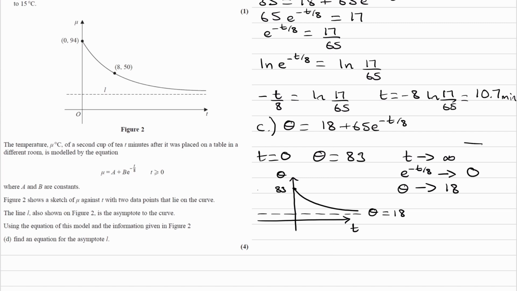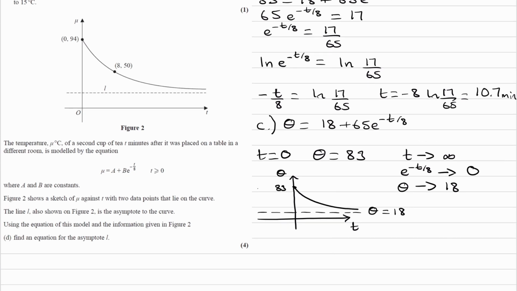So if our working were to be something like this, as t approaches infinity, theta approaches 18 from above, or we could say it approaches 18 from 83 degrees, then that should be enough for part C. So on to part D.